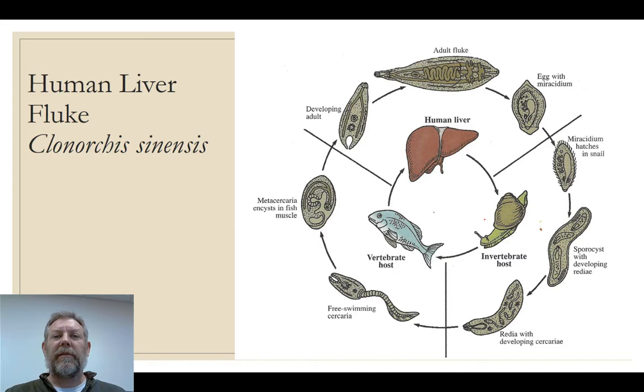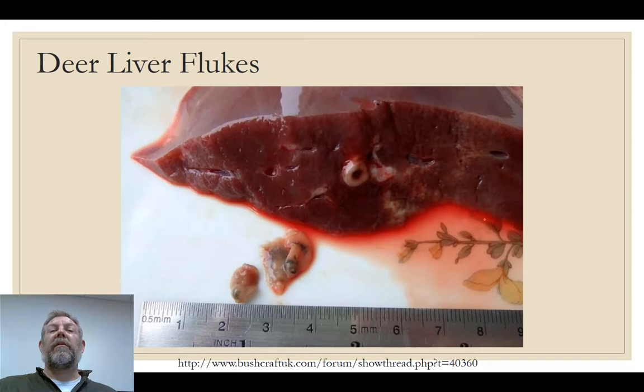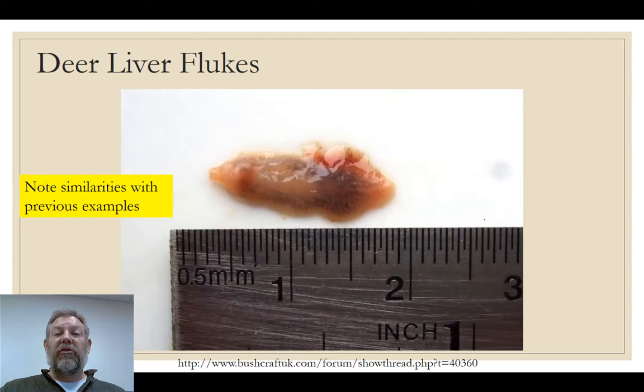Here's an example I just found on the internet, which I thought was cool. Somebody shot a deer, and they were butchering the deer, and they cut open the liver. And here are liver flukes that they found in a deer. And again, you can see the similarity. You can see it's a flatworm. You see the similarity in shape and morphology to the other flatworms we've looked at. So this is just a different species of fluke, a different trematode that happens to use deer as a definitive host.